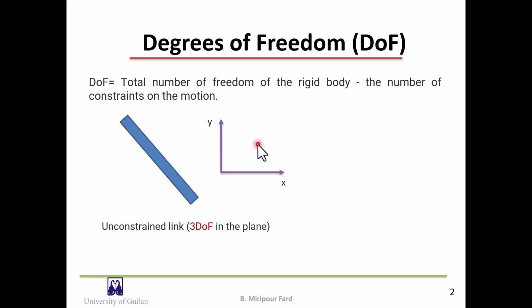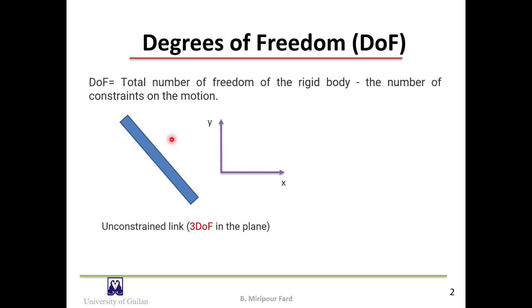Degrees of freedom, or DOF, of a rigid body is simply defined as the total number of freedom of the rigid body minus the number of constraints on the motion. In the absence of constraints, a single link on the plane has 3 degrees of freedom: translational movement in the x direction, translational movement in the y direction, and rotational movement around the axis perpendicular to the plane constitute the degrees of freedom of the link.